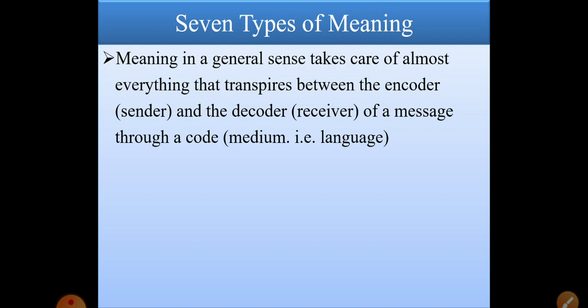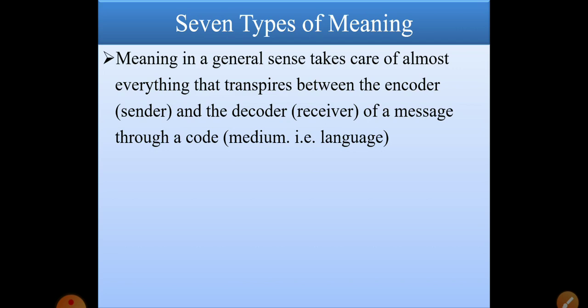So here at present, for example, I am an encoder. I am sending you messages and you are a decoder. That is, you are receivers of the message. And you understand my message because both of us follow the same code, that is, the same language. If I use a code which you don't understand, then communication will fail because the message will not be conveyed.